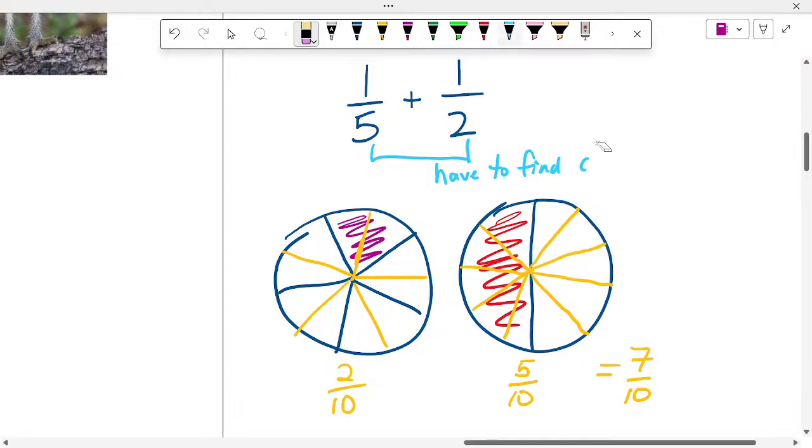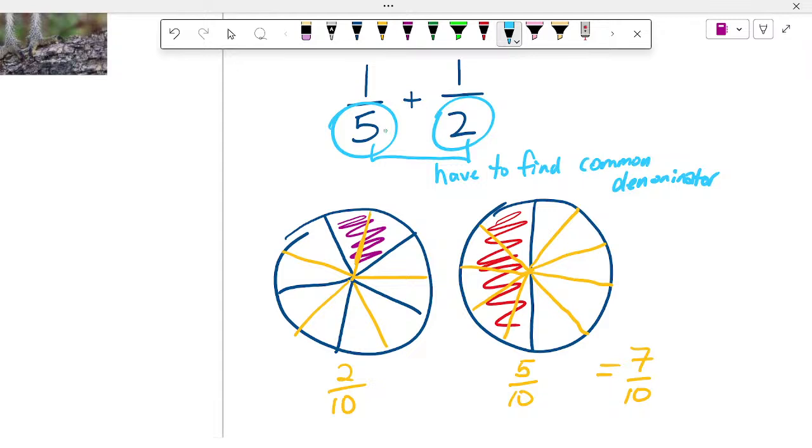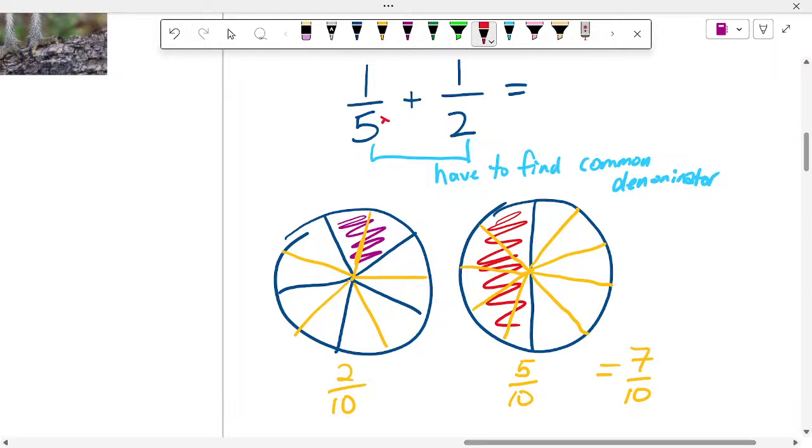And the easiest thing to do, when in doubt, if you don't know what to do, what can you always do? You can take this denominator and multiply it by that denominator, and that can be your common denominator, right? What's 5 times 2? 10. Okay, and to get this to equal 10, what could I multiply this by? 2. What would I have to multiply the top by? 2, which would give me 2 over 10.